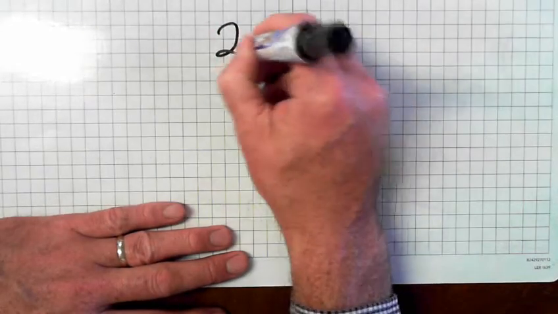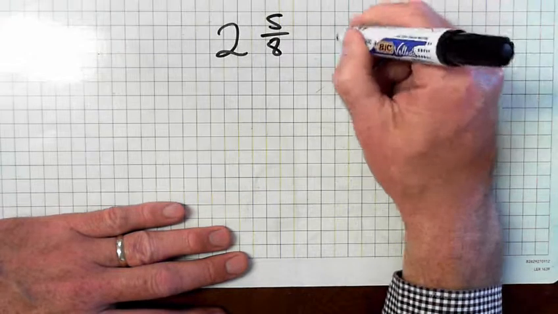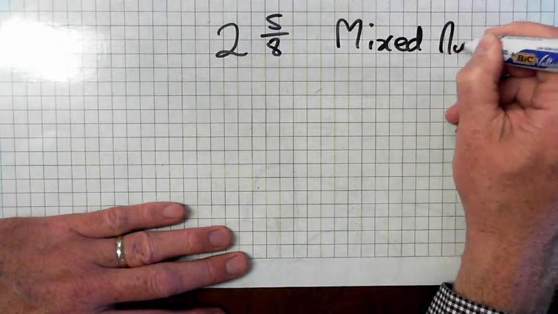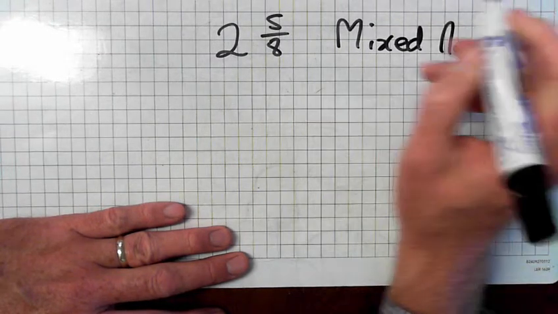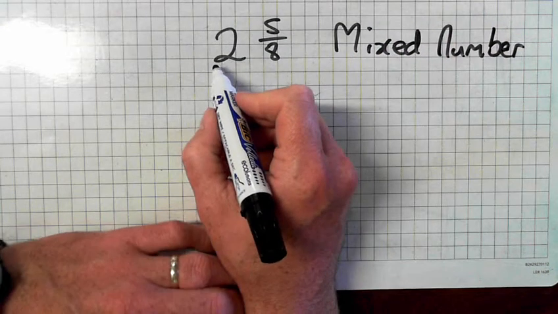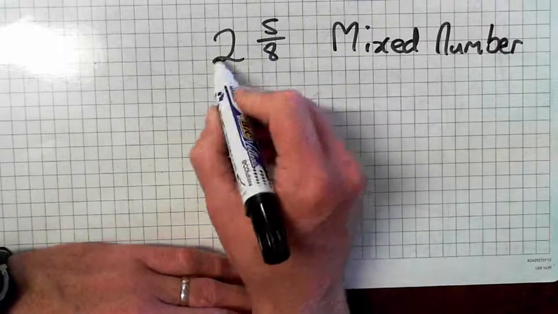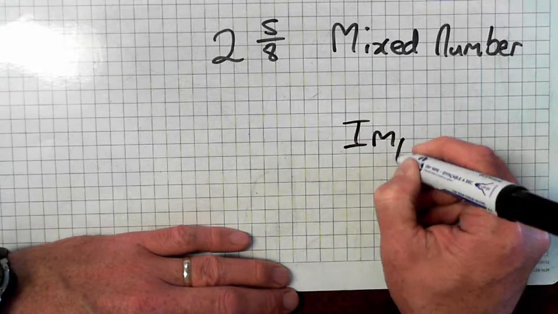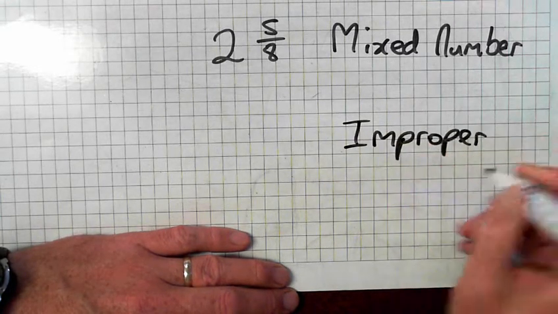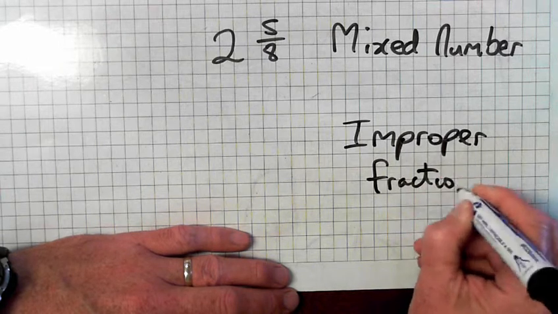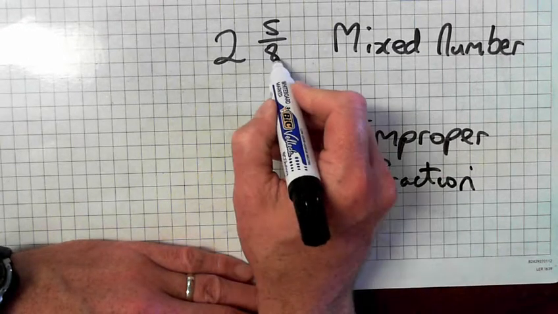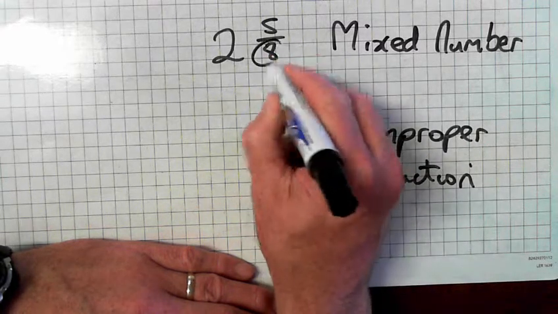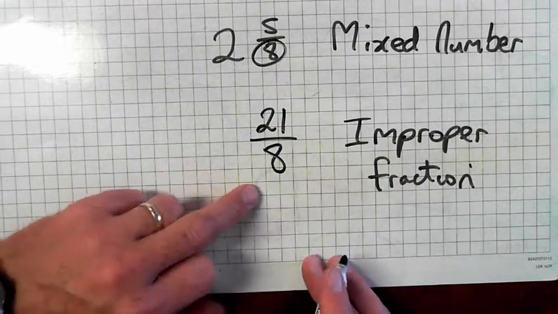Okay, convert. That's a mixed number. A mixed number has an integer, so a natural number, and a fraction. So how do I convert it into an improper fraction? The top will be heavier than the bottom. 2 8s are 16 plus 5, 21 over 8, improper fraction.